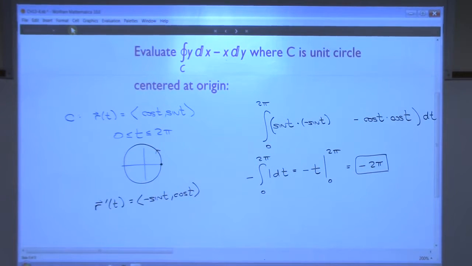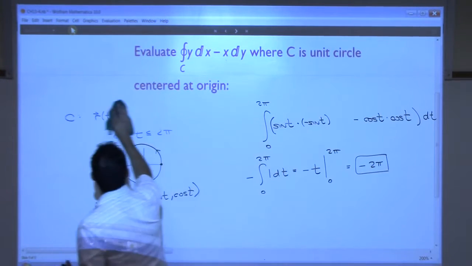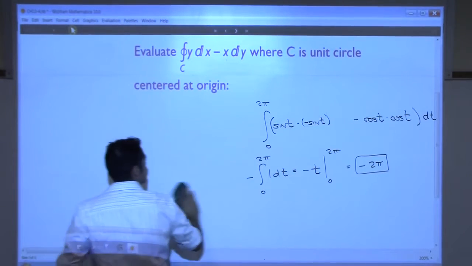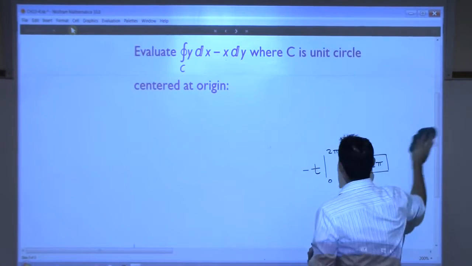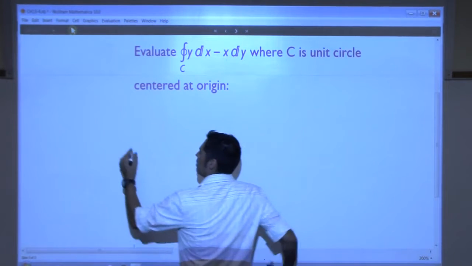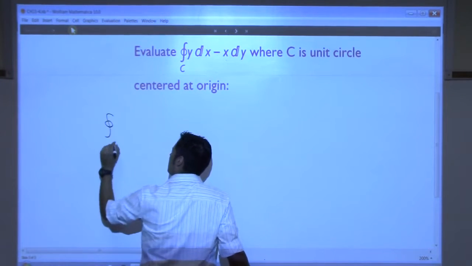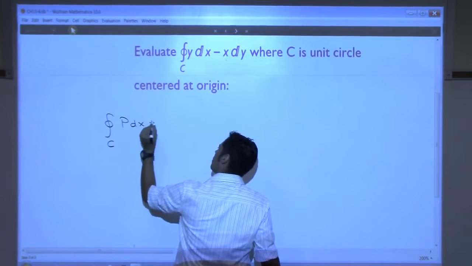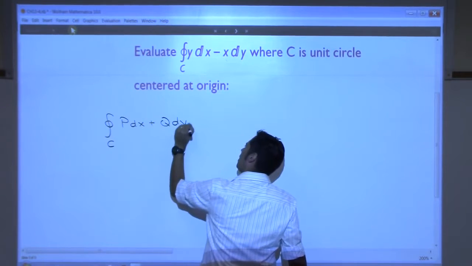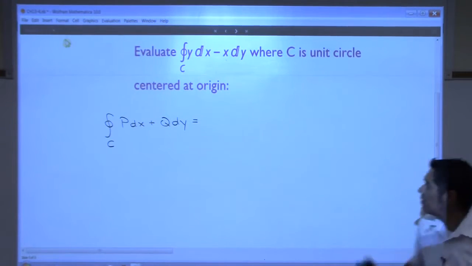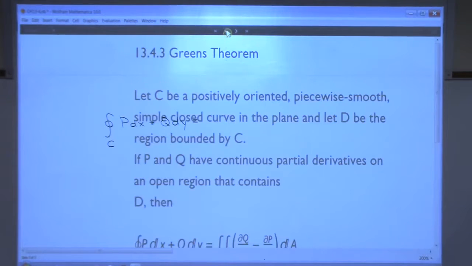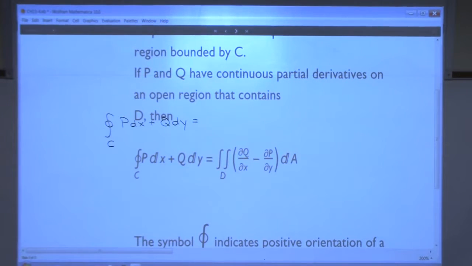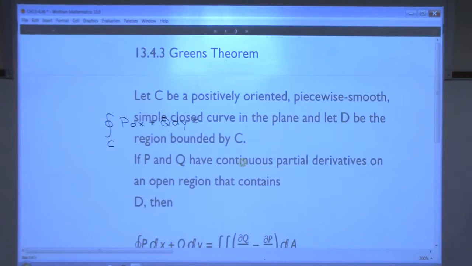You ready for the second way? Yes. All right, here we go. So the second way is to use Green's theorem. Green's theorem says that the line integral over positively oriented curve C of p dx plus q dy is equal to, so I'm going off the previous note, just so you all know when I refer back to it, I'm looking at this right here, right? This right here. This is equal to this double integral.